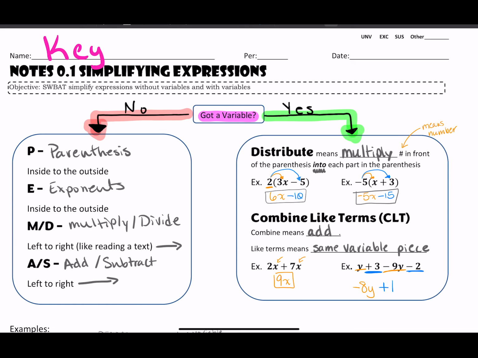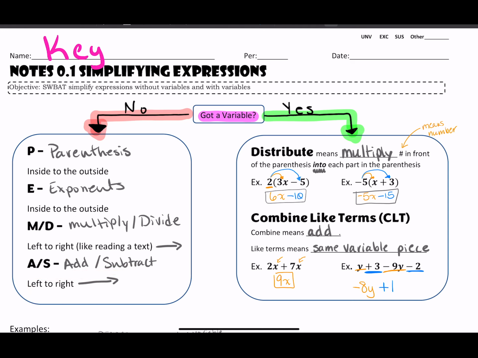If you say no, then you do your parentheses, exponents, multiply, divide, add, or subtract. And parentheses, you work from the inside out, and same with exponents, you go from the inside out. Multiply and divide, you go from left to right, like you're reading a text message, then you add or subtract. Okay, so you have to go in this order first.